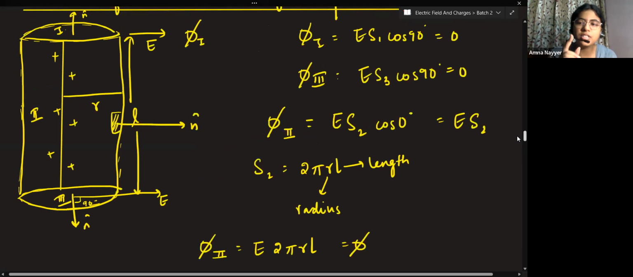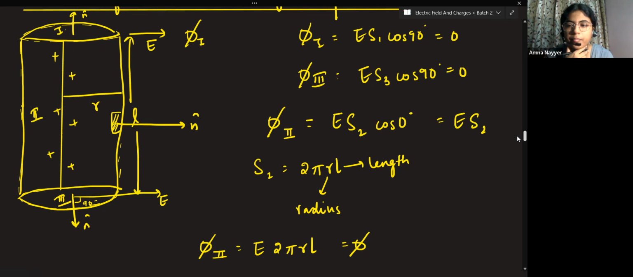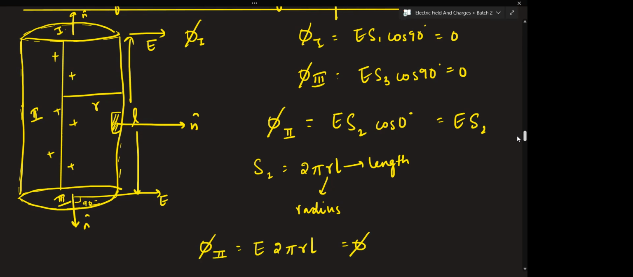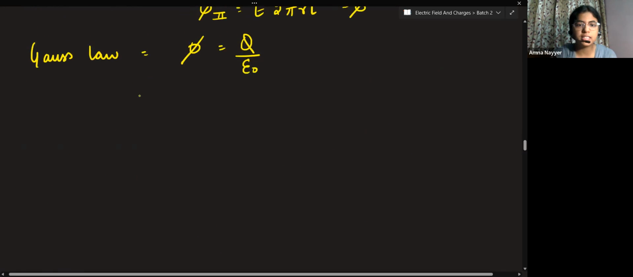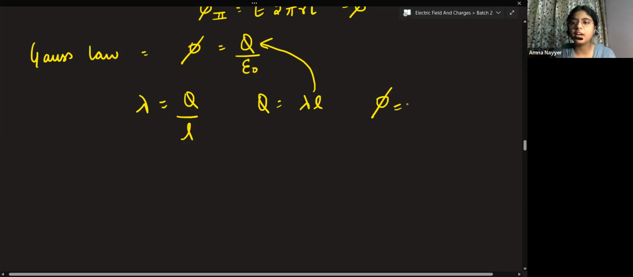Now see, we have just studied for a single wire, what is the charge distribution that we take? Q by L. So linear charge density that we had studied, lambda, is Q by L. So Q is lambda L. Now I have the value of charge with me. So if I put it in this, phi will be, instead of Q, lambda L divided by epsilon naught.